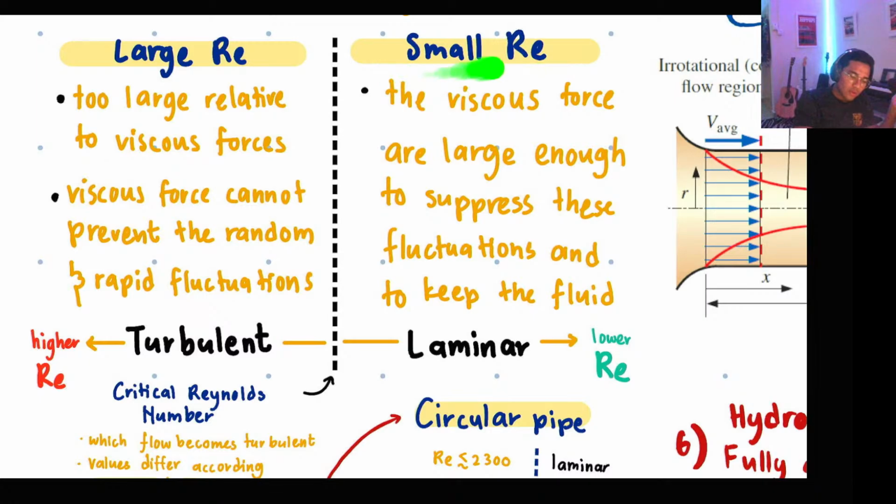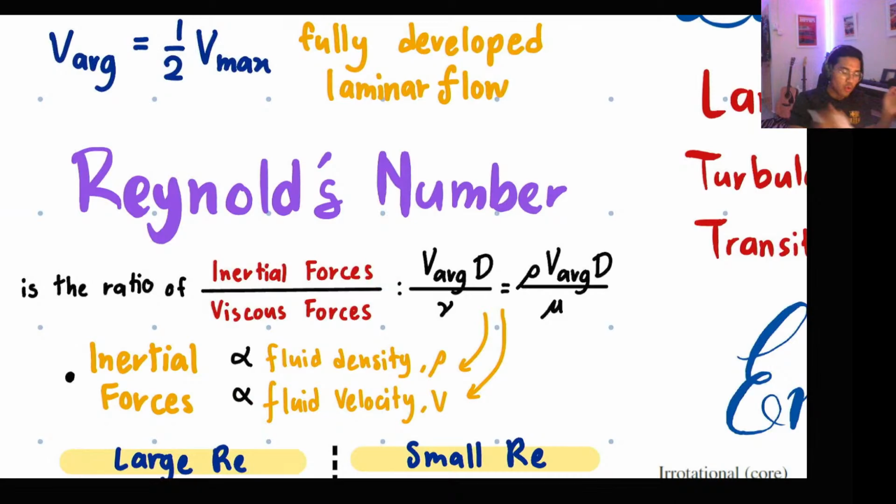So we move on to this. In comparison, for the small Reynolds number, the viscous forces are large enough to suppress the fluctuations and keep the fluid in a laminar or controlled motion. So we have a low Reynolds number. It means that we have low inertial force and very high viscous forces.